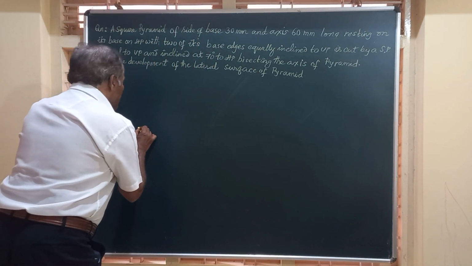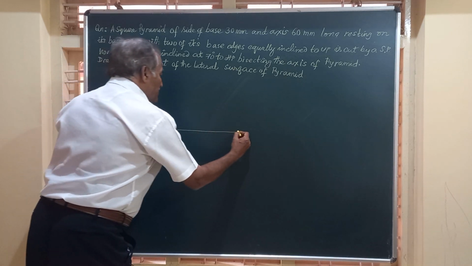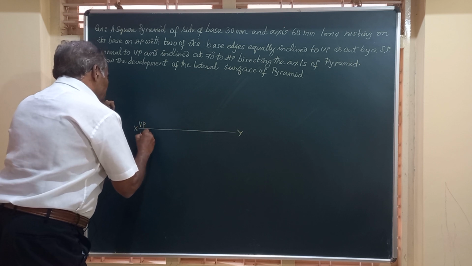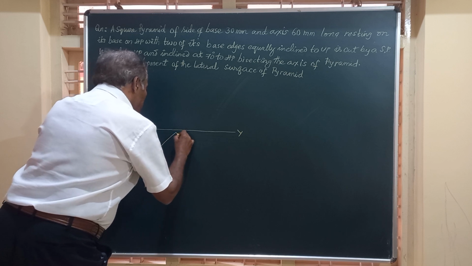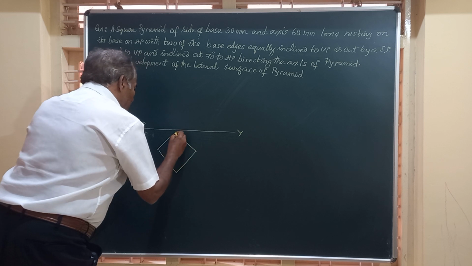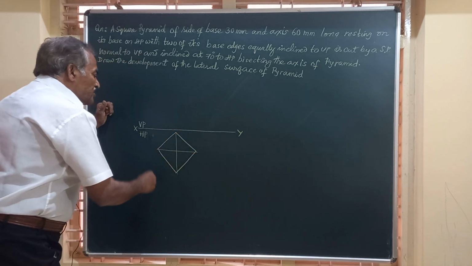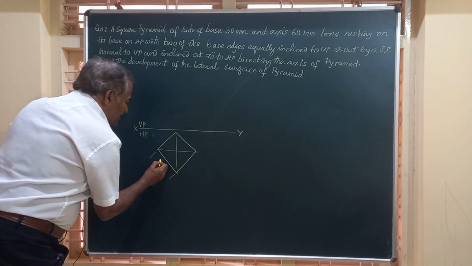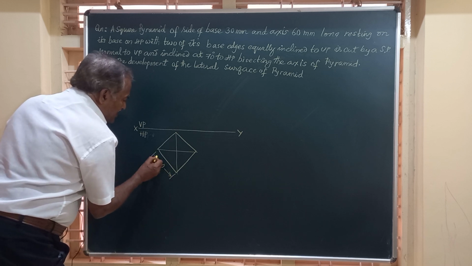So I just start with marking XY, the line of intersection of VP and HP, indicating first angle projection. And here I am going to mark a square of side 30 mm and join the diagonals here, and this will give you the top view of the square pyramid. Each side of the pyramid measures 30 mm.